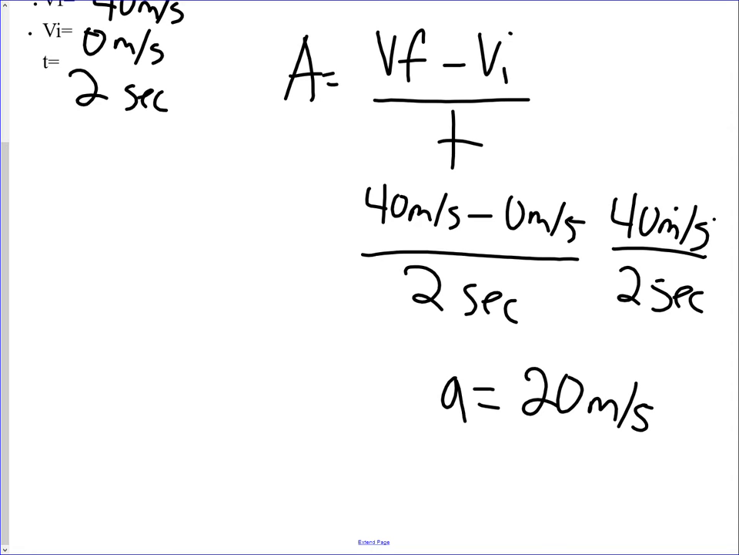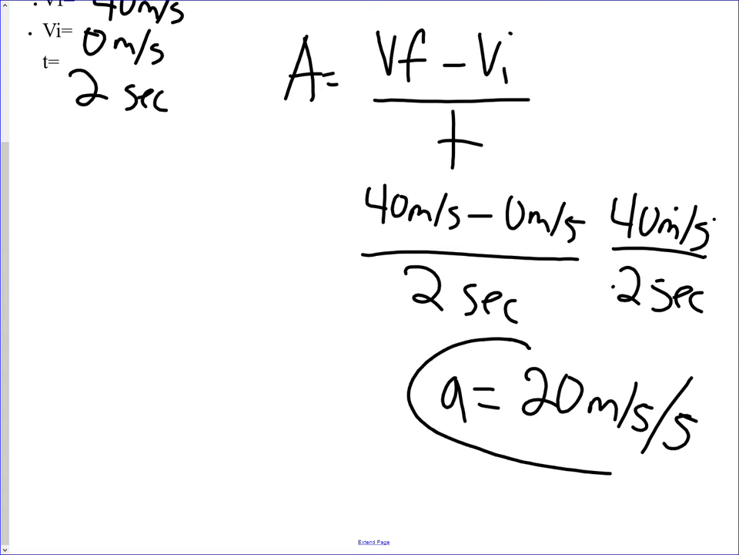Also, if you notice, this is divided by 2 seconds. Since it's divided, we have to make sure that unit is included as well, which would be seconds. So we could write it like that: 20 meters per second per second. What that tells us is that every second, the speed or velocity of the car is changing 20 meters per second. So this is how it's labeled.